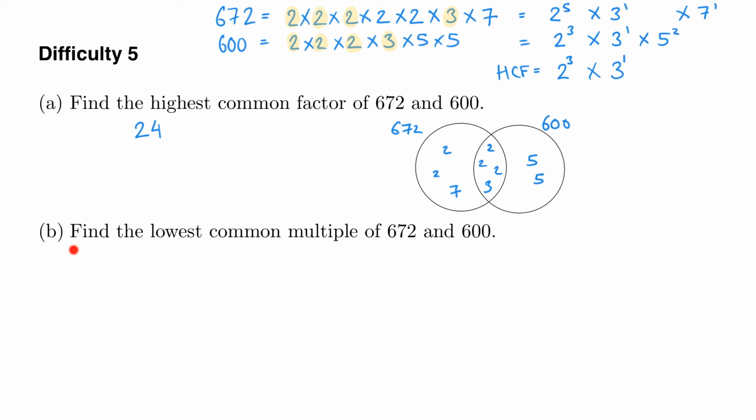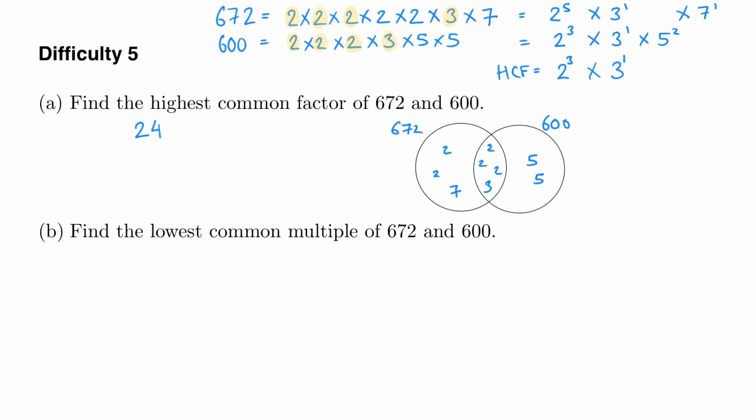Now let's look for the lowest common multiple. The lowest common multiple has to be a multiple of 672 and a multiple of 600. Now, if it's a multiple of 672, it has to be a multiple of all of this lot, because this is 672. That means whatever the lowest common multiple is, its prime factor decomposition has to have at least 2 to the power of 5, 3 to the power of 1, and 7 to the power of 1 in it.